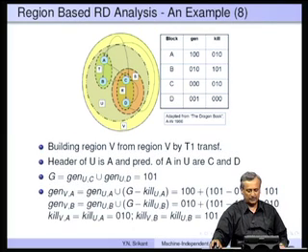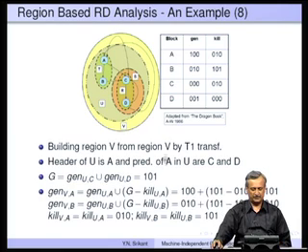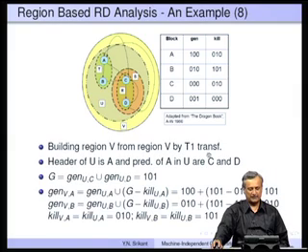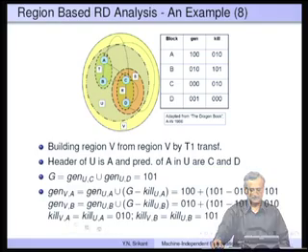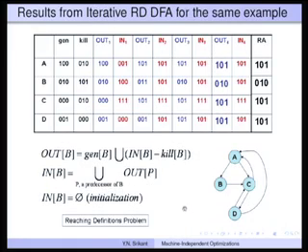Then we build the region V from region U by T1 transformation. There is a small mistake on the slide here. The header of U is A, and the predecessors of U within U are C and D. So, these are the 2. Now we need to compute the G set using the 2 gens, and finally compute gen of V comma A, V comma B, and so on and so forth.